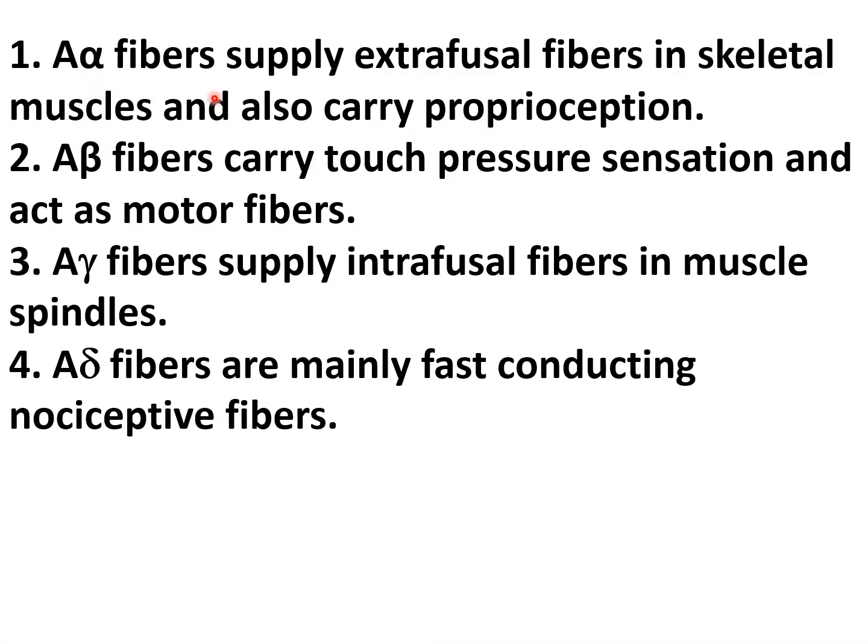So A alpha fibers supply mainly extrafusal fibers in the skeletal muscle and also carry proprioception. A beta fibers carry touch pressure sensation and act as motor fibers. A gamma fibers supply the intrafusal fibers in muscle spindles and A delta fibers are mainly fast conducting nociceptive fibers.